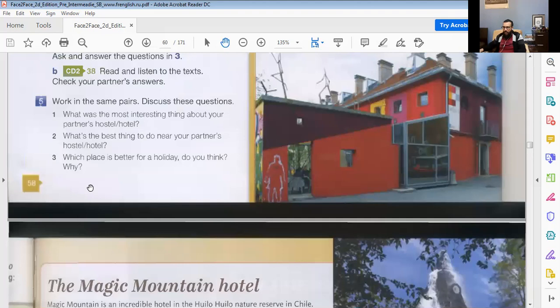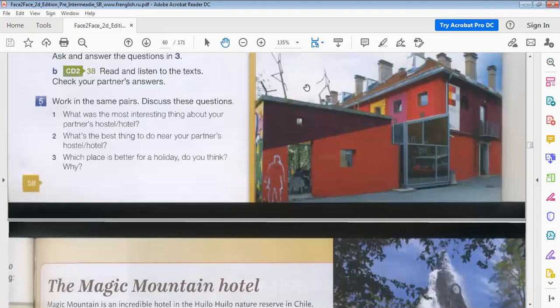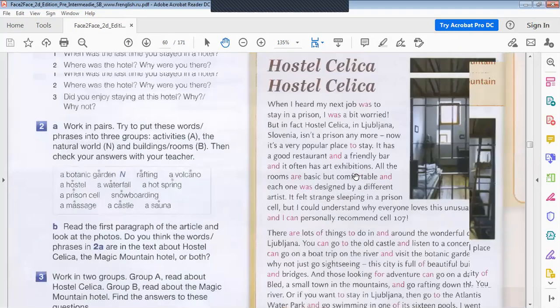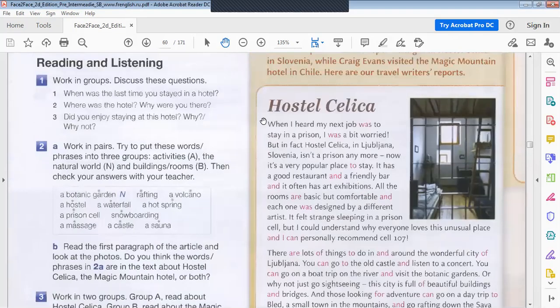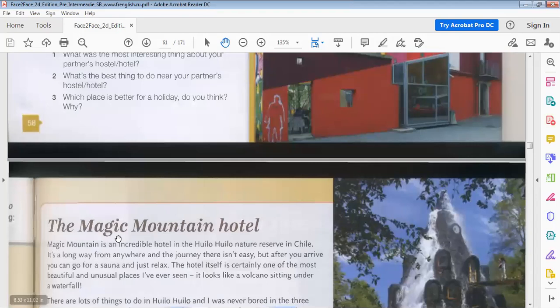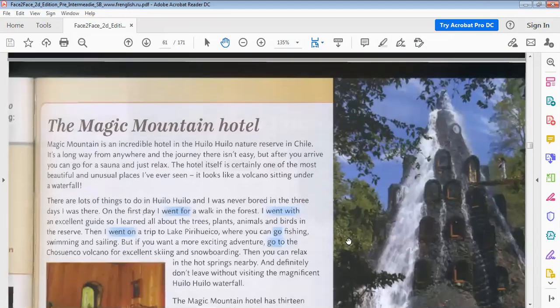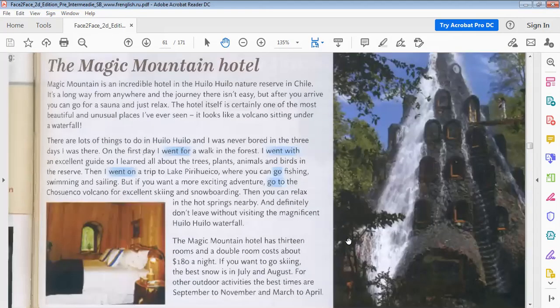Let's see someone else. Ala, what do you think? In your opinion, which one is better to spend the holiday in? The Hostel Selitsa, or the Magic Mountain Hotel? What do you think? Of course, I wouldn't choose the jail to stay in my holiday. So I choose the other one, the Magic Mountain Hotel.